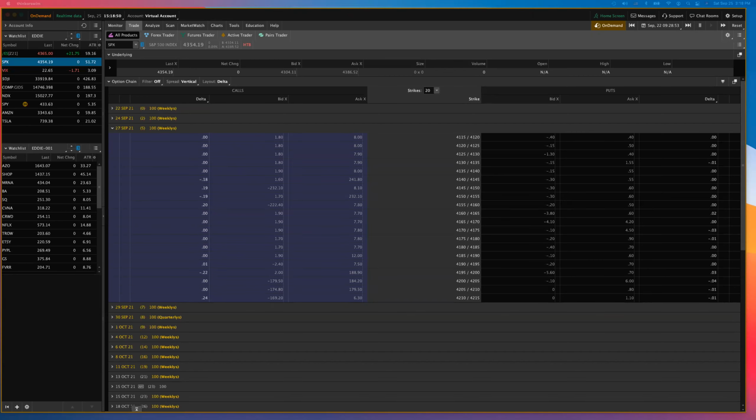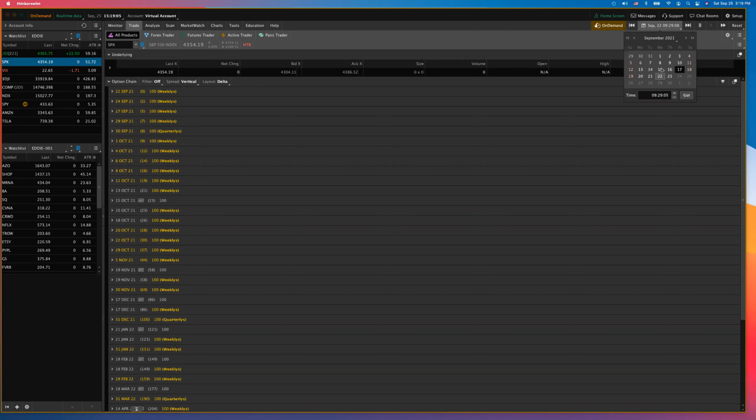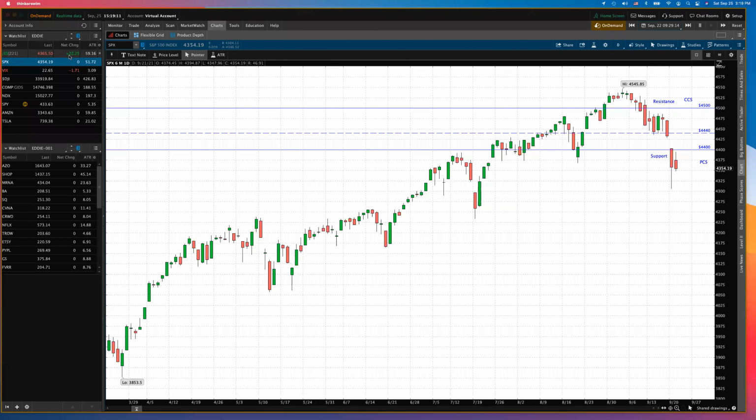So I just pick an arbitrary date here, and let's see if we can run through some examples. So today is September 22nd. That was Wednesday. That's a 0 DTE day. And we're looking at the chart here. We're looking at the ES here running about 22 hot.